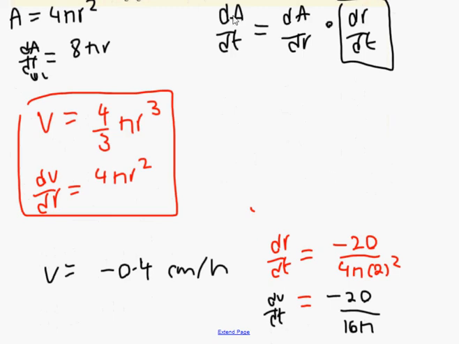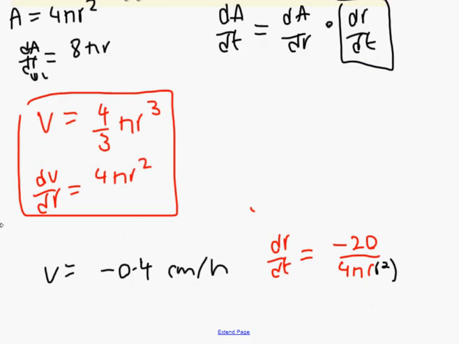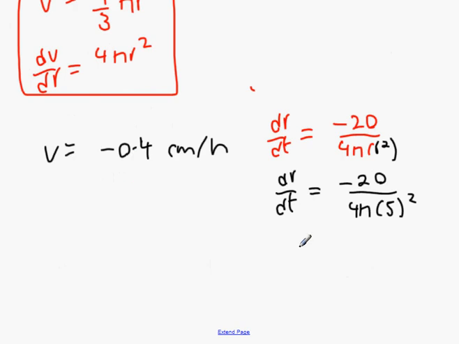We have the generic equation, don't we? The generic equation is minus 20 over 4 pi r squared. In this specific case, the radius is 5. So to get dr dt, we replace: minus 20 over 4 pi multiplied by 5 squared. Can somebody just give me that in decimal, please?